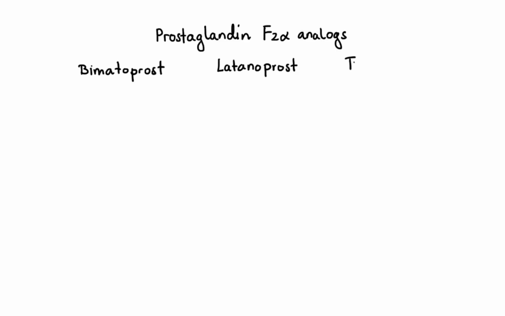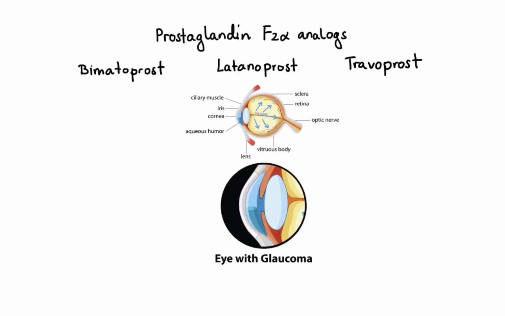Now let's move on to prostaglandin F2 alpha analogs. Examples of agents that belong to this group are bimatoprost, latanoprost, and travoprost. These agents are used ophthalmically for treatment of open-angle glaucoma. They work by increasing the outflow of aqueous fluid from the eye and thus lowering intraocular pressure.